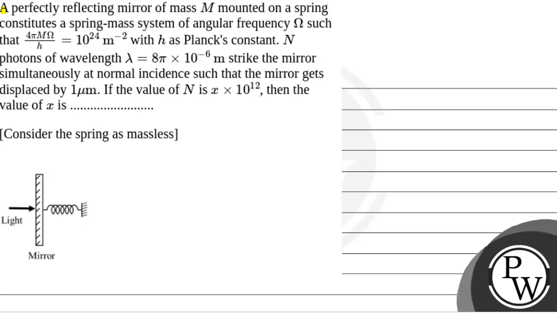The question says that a perfectly reflecting mirror of mass m mounted on a spring constitutes a spring-mass system of angular frequency omega such that 4 pi m omega by h is equal to 10 to power 24 per meter square, with h as Planck's constant. n photons of wavelength lambda equal to 8 pi into 10 to power minus 6 meter strike the mirror simultaneously at normal incidence such that the mirror gets displaced by 1 micrometer.